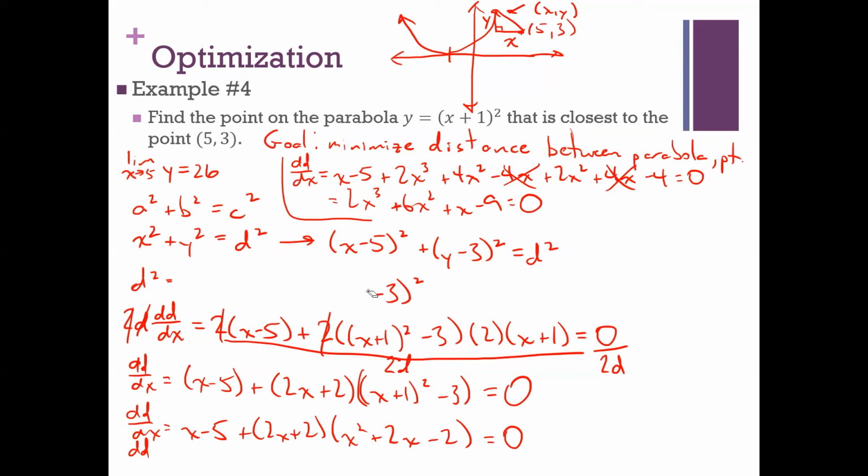So this is all based on Pythagorean theorem that x minus 5 squared plus y minus 3 squared equals d squared. Instead of substituting, writing this equation in terms of x, I want to write it in terms of y. So I'm going to keep the y minus 3 squared. But what can I do for x minus 5 squared? Is this true? y equals x plus 1.